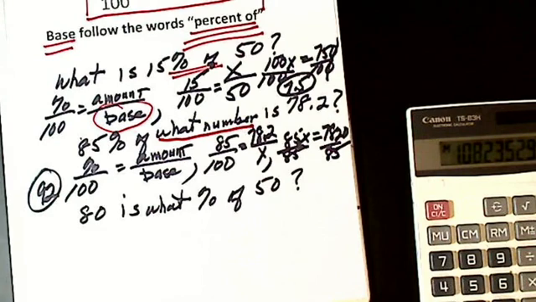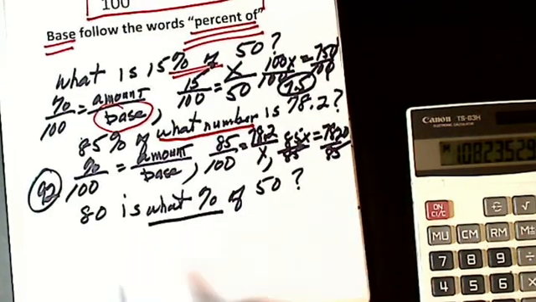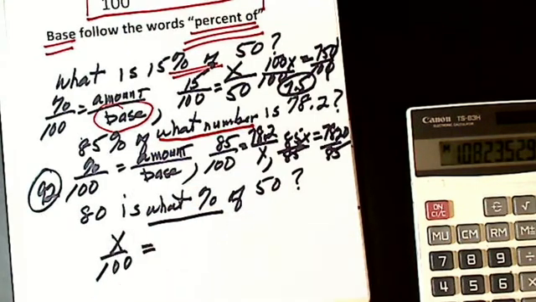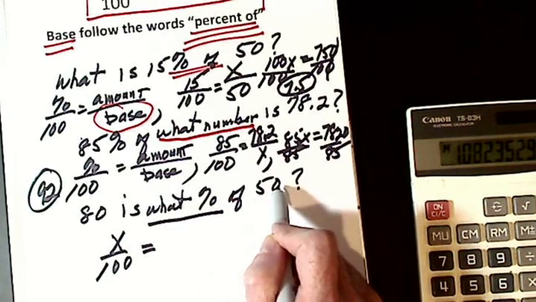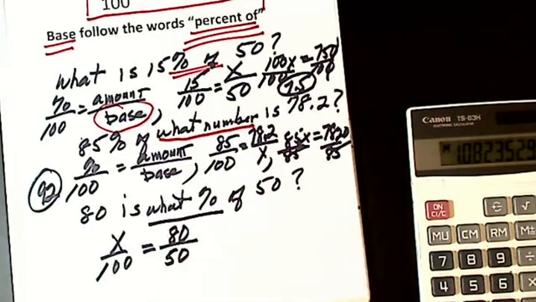All right, last one. 80 is what percent of 50? Do I have a percent? No. So this time, I'm looking for the percent. I can't put 80 over 100. It says what percent? So it's got to be x over 100. Base is the next thing I look for. Base follows the words percent of. After percent of, it says 50. My 50's here, my 80's here.